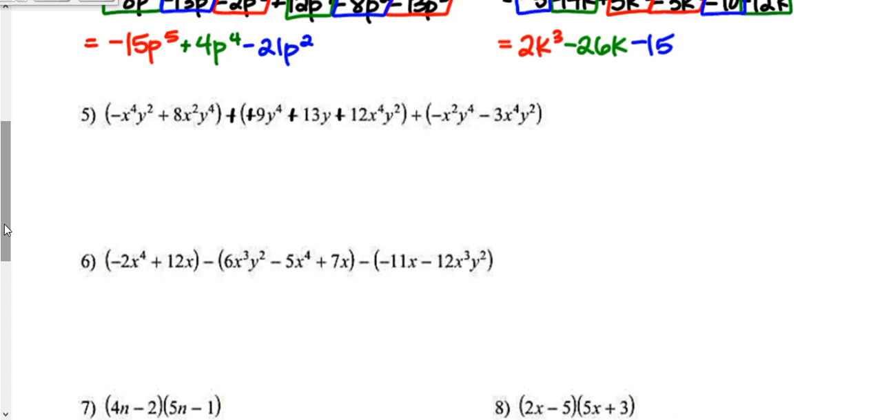Okay, so I'm going to start with x to the 4th terms. Or x to the 4th y squared is actually what I was looking at. So here's an x to the 4th y squared. I'm going to be really careful as I do this. X to the 4th y squared. X to the 4th y squared. Okay, I think I got them all. And then that would be negative 1 plus 12, which is 11, minus 3, which would be 8x to the 4th y squared.